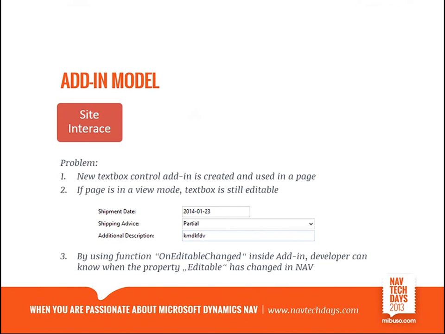So by actually using these functions, like on editable change, inside an add-in, you can automatically manage the editable properties. You don't need to add any additional coding in C/AL language. You can check and manage everything from the control add-in code, inside of the control add-in, about some of the properties of the page.